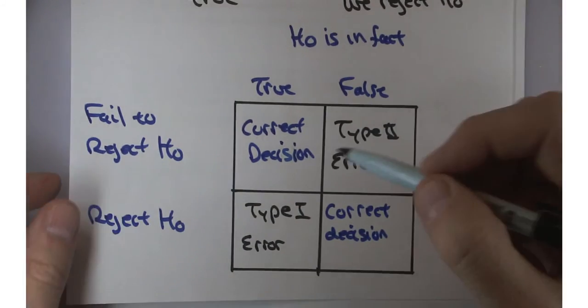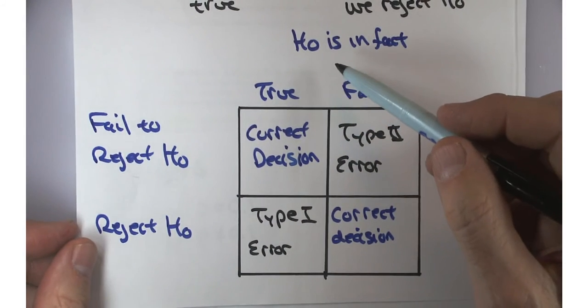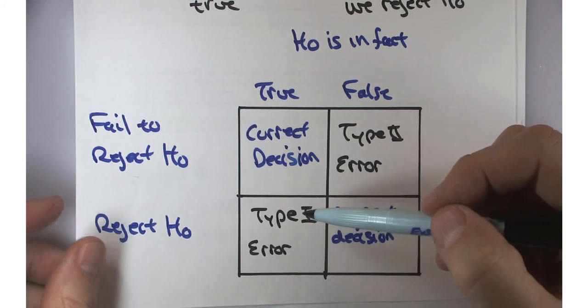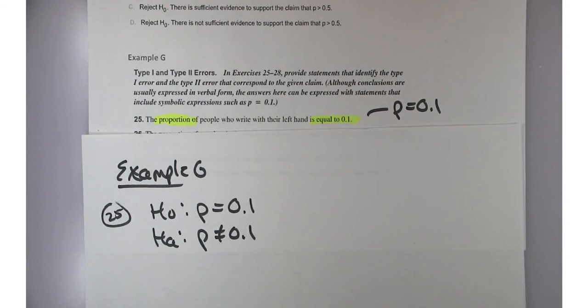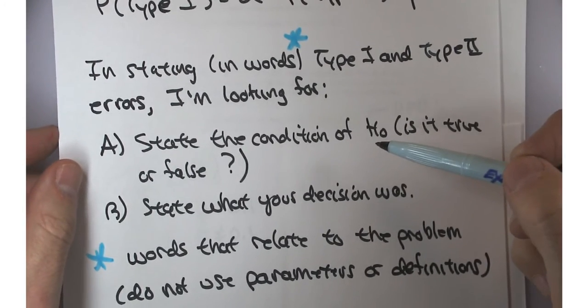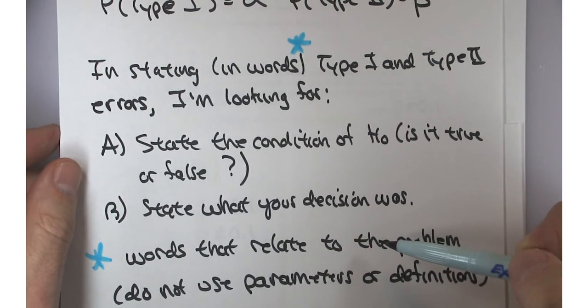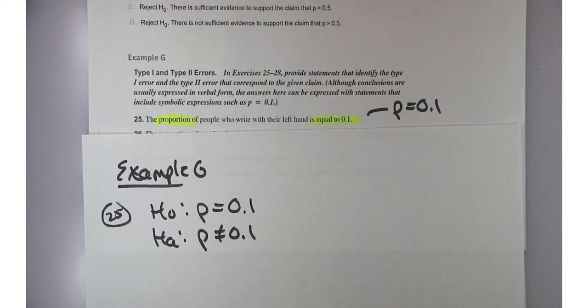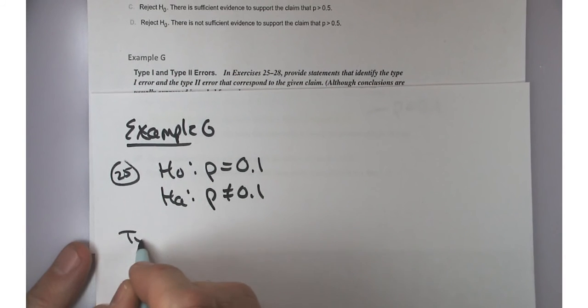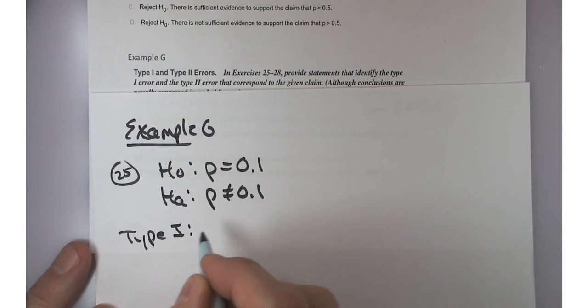Now, our type 1 error, let's understand what that's saying. H naught is true, but it gets rejected. So I want you to state those two things one at a time. State the condition of H naught, so that it's true, and then state what your decision was. And all of this should be related to the original problem. So a type 1 error is going to look like this.